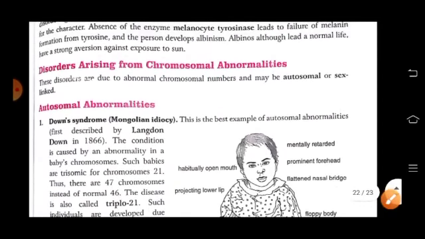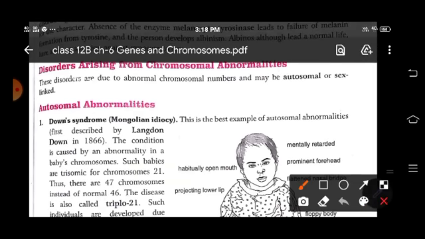Albinos, although they lead a normal life, have a strong aversion to exposure to the sun. Now the disorders which are carried through chromosomal abnormalities. The autosomal abnormalities, Down syndrome. Now this is the best example of autosomal abnormalities.